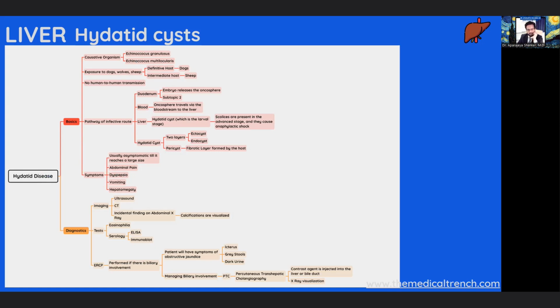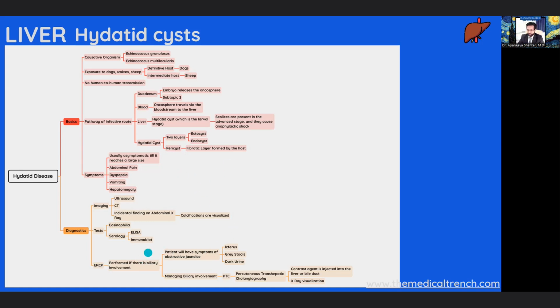Now, in general, the hydatid cyst that is formed has two layers. It has an ectocyst and an endocyst, and the pericyst is formed by the host, right? So this is a question that is often asked with hydatid cyst. 99% of the time, I've noticed that this question about how many layers are present within a cyst is asked, and you always say that the cyst itself has 2 layers, whereas the pericyst is a fibrotic change that is caused by the host.